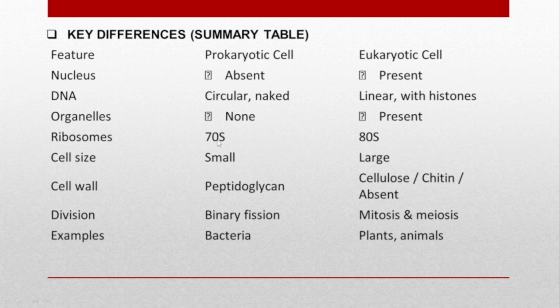Ribosome in prokaryotic is 70S and in eukaryotic is 80S. Cell size of the prokaryotic is small when compared with eukaryotic, which is larger. The cell wall in prokaryotic is made from peptidoglycan, basically bacteria. In eukaryotic there is cellulose, basically in plant cells. The cell wall of the plant cell is made from cellulose, and the fungi from chitin, and it is absent in animal cells. Some eukaryotes have a cell wall and some do not.